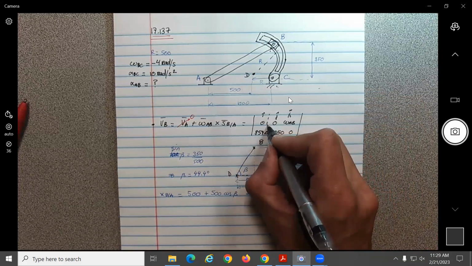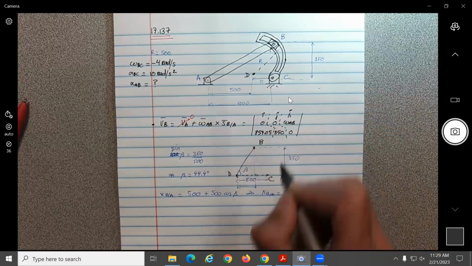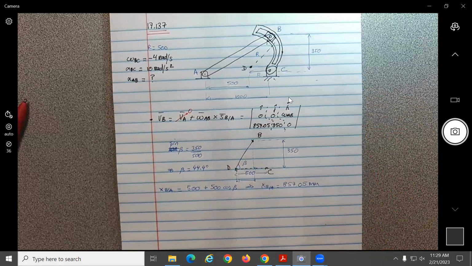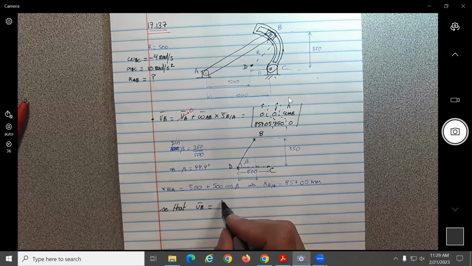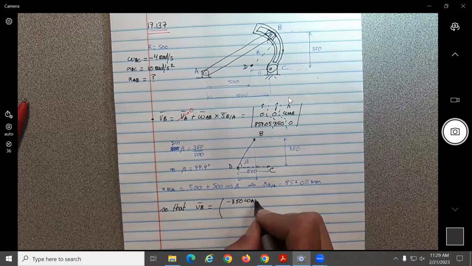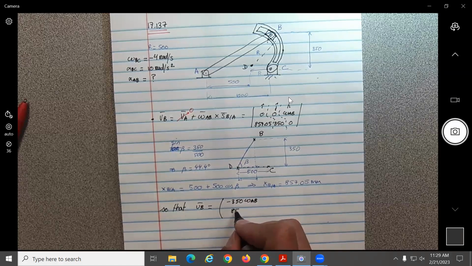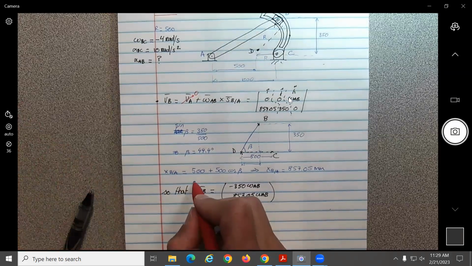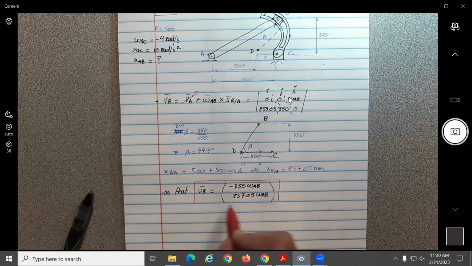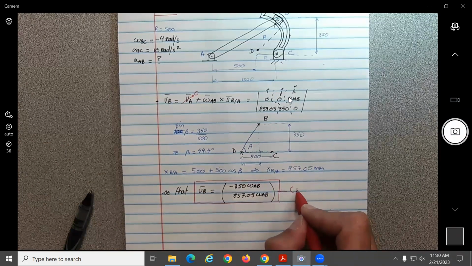350 and 0. Sometimes I do this in order to make sure that you don't mix the values. Okay, so you can write that since we jump, V of B will be equal to negative 350 omega AB, and will be equal to 857.05 omega AB. And that would be our first relation.